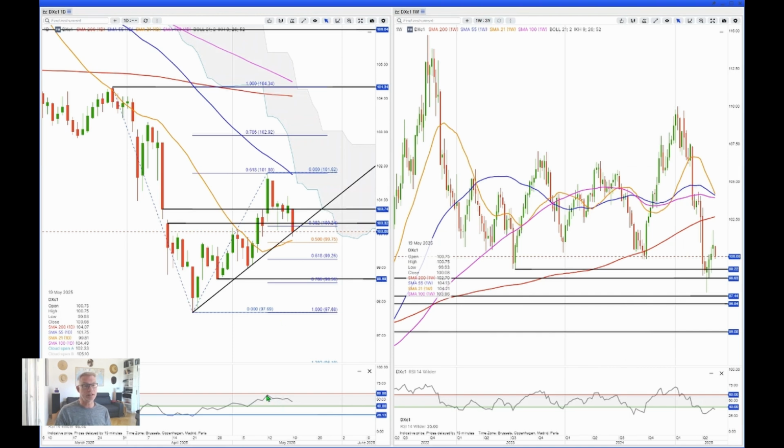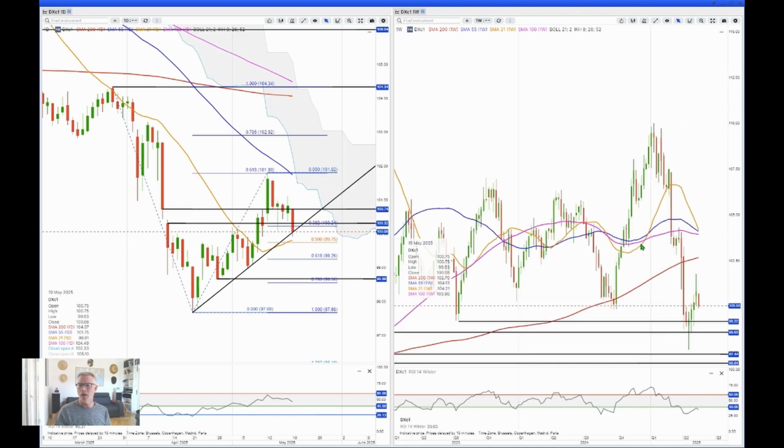RSI rejected here at the 60 threshold. Also rejected here at the 61.8 retracement or 101.80 of this downtrend here. So I think we'll see also the dollar index resuming downtrend. Also, you see the 55 moving average there, kind of pushing it lower. So I think in the coming days and weeks, we'll see a test down to 99.25, possibly lower.